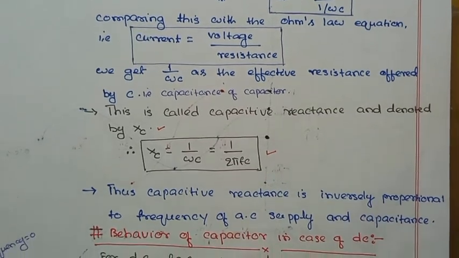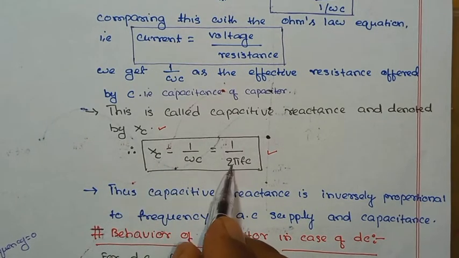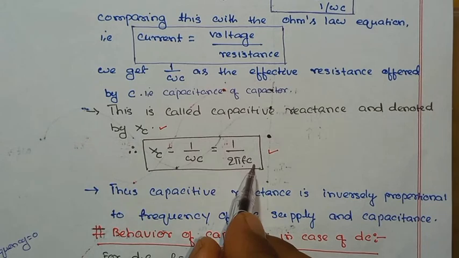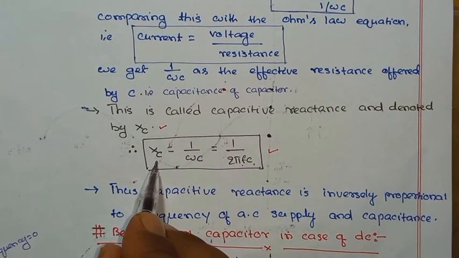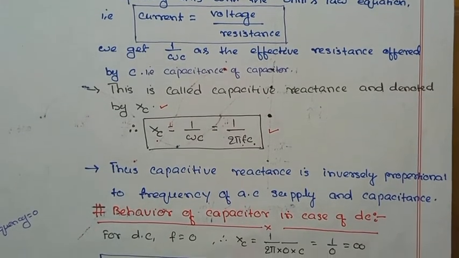Okay. From this relation, we see that both F and C are inversely proportional to Xc. So, capacitive reactance is inversely proportional to the frequency of the AC supply and the capacitance.